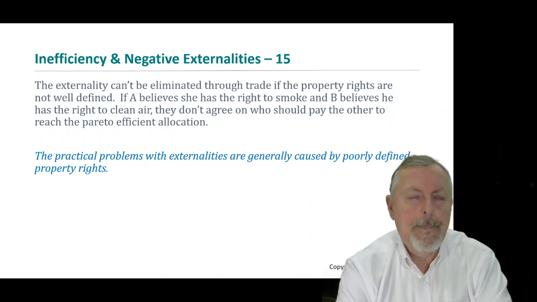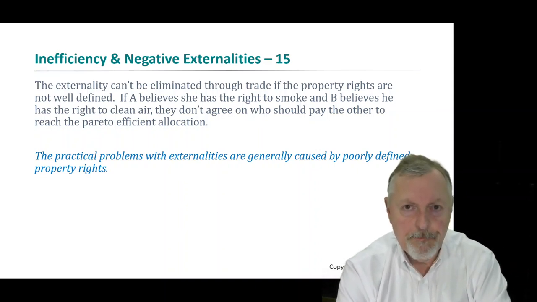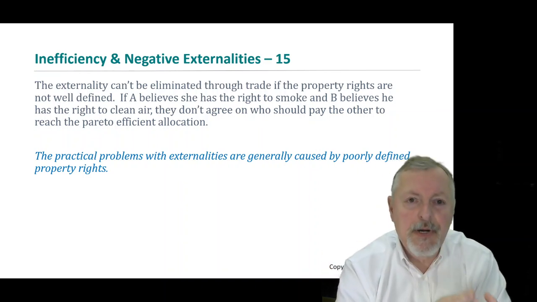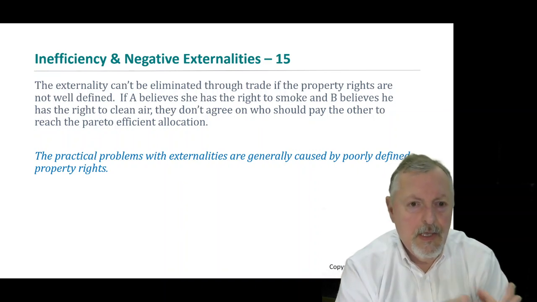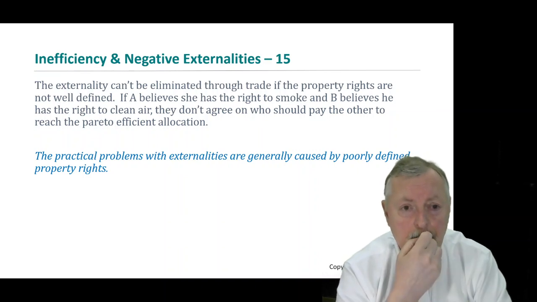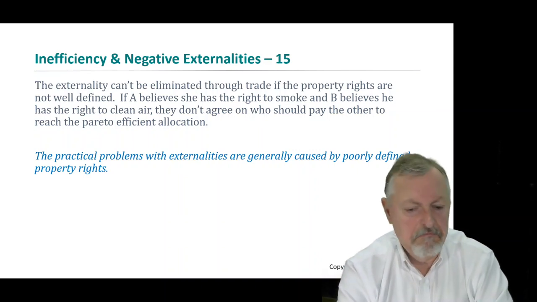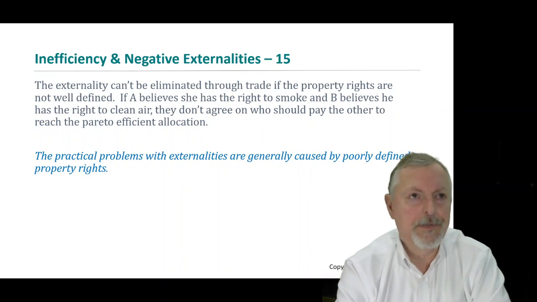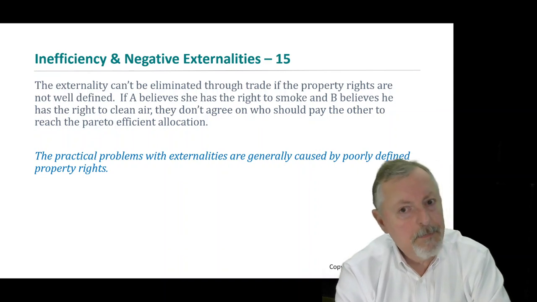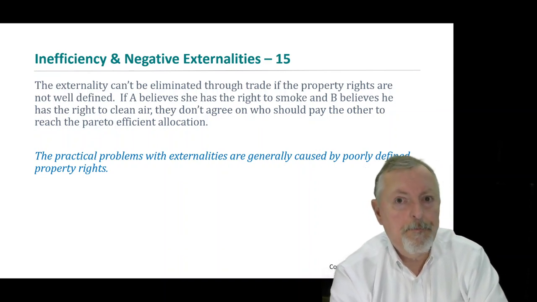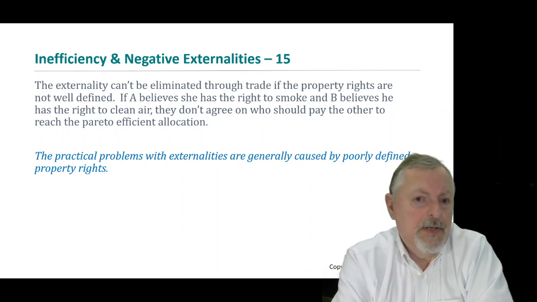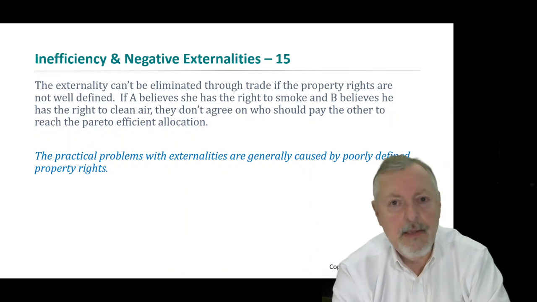Externality cannot be eliminated with trade if, well, it's forbidden. That's one way. But here's another way. If the property rights are not well defined, if the two people disagree on who has the right, who owns the air, the smoker could believe, I have the right to smoke. This airspace belongs to me. You can't tell me not to smoke, I'll ignore you. But person B, the non-smoker, believes he has the right to clean air. So they don't agree on who should pay the other.